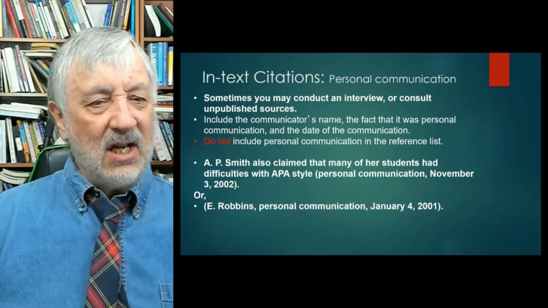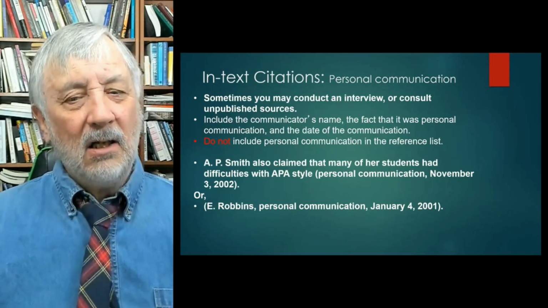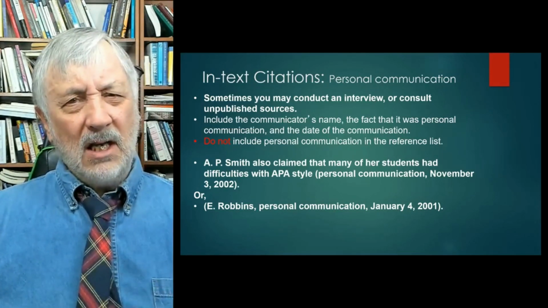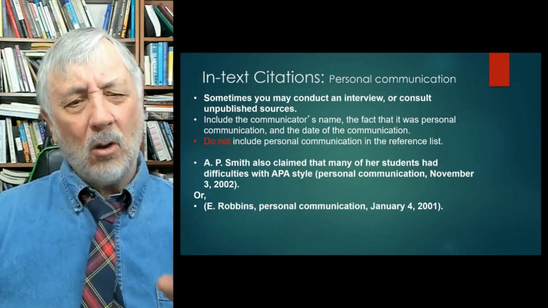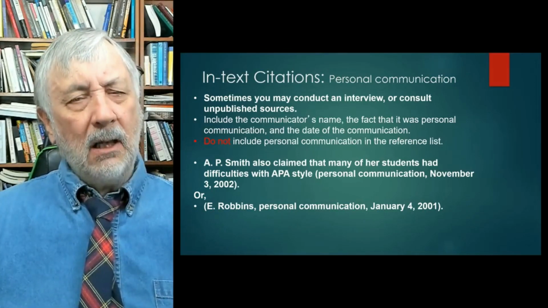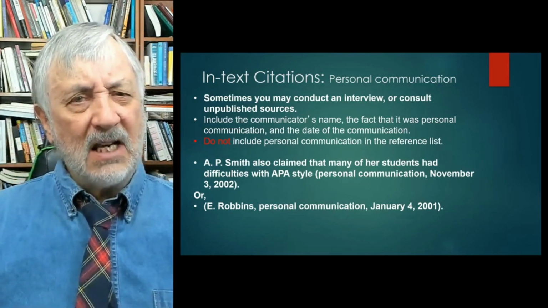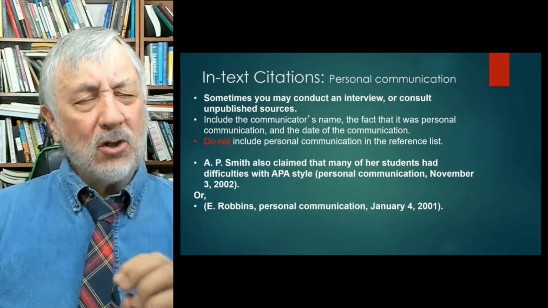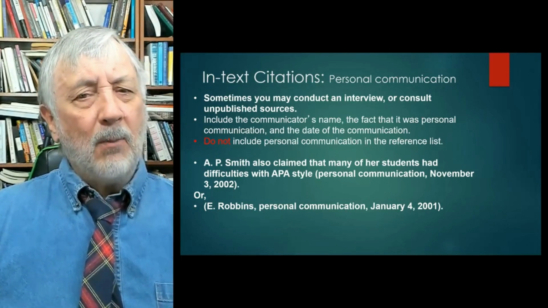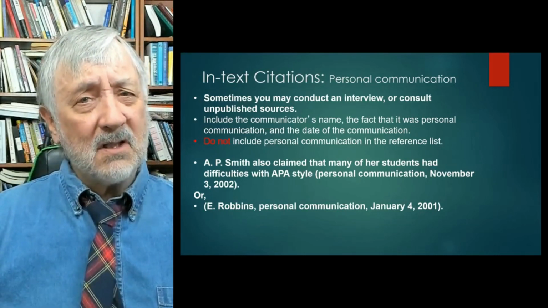The quote here is, A. P. Smith also claimed that many of her students had difficulties with APA style. Parentheses, personal communication, November 3rd, 2002. And that's personal communication, whether it's an email or an interview or a phone call or whatever. Or E. Robbins, personal communication, January 4th, 2001, something like that. If it's all in parentheses, you could put the name in parentheses as well. And these are obviously two different instances of that. But you can include personal communications or interviews or whatever of unpublished material in the body of your paper and your citations, but you don't include it in your references.